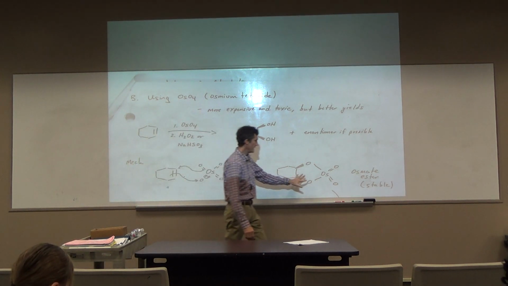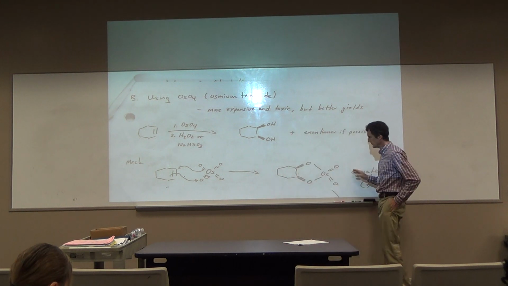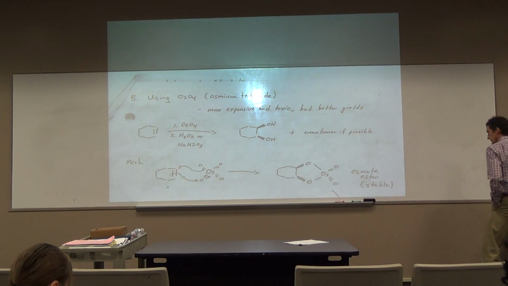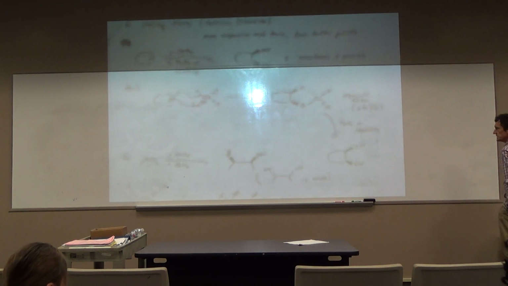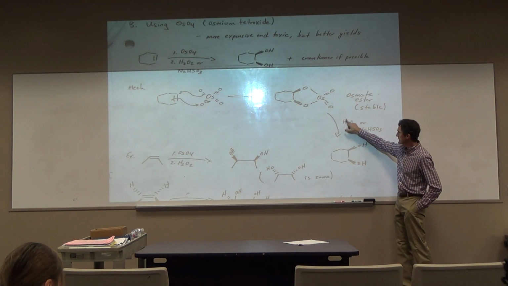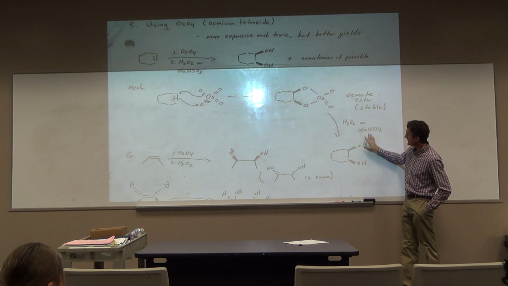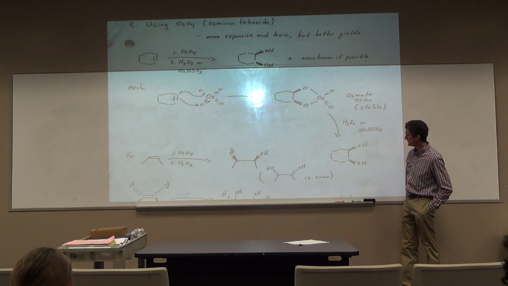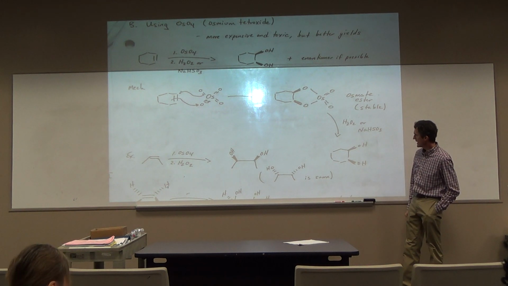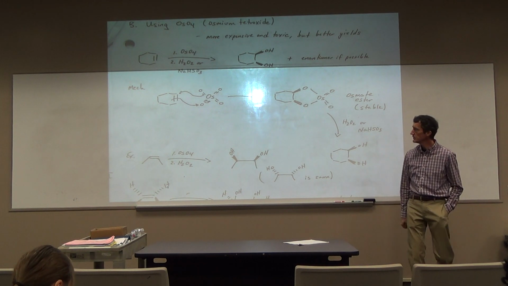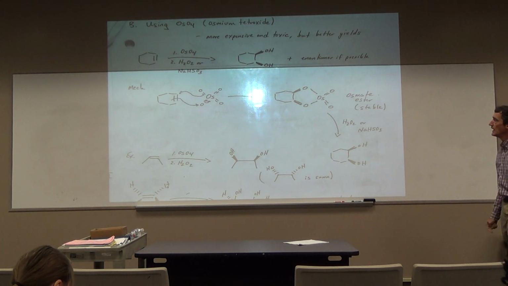We get the osmate ester, but it is actually stable. And for it to break down, you have to add another reagent. You can either add peroxide, hydrogen peroxide, that's an oxidant. This is actually a reducing agent. Two different mechanisms, but either one of these will cleave that to the diol. You get the same product as with KMnO4 on the previous page.